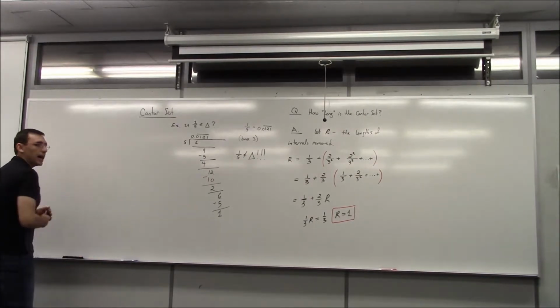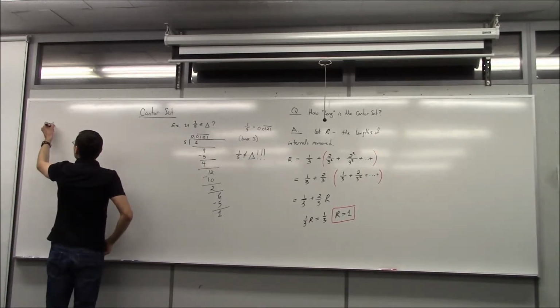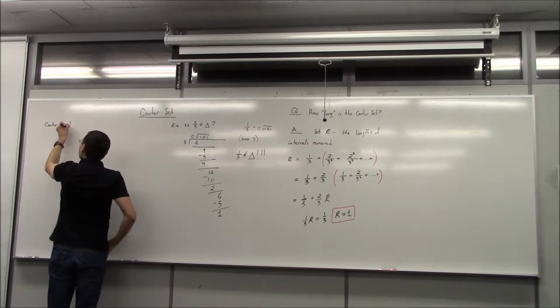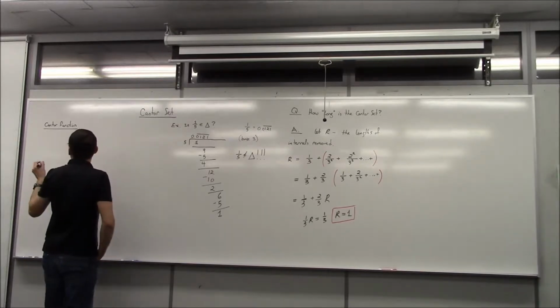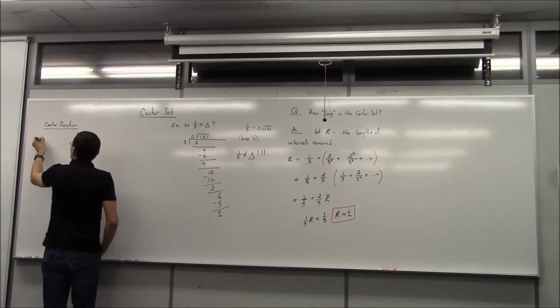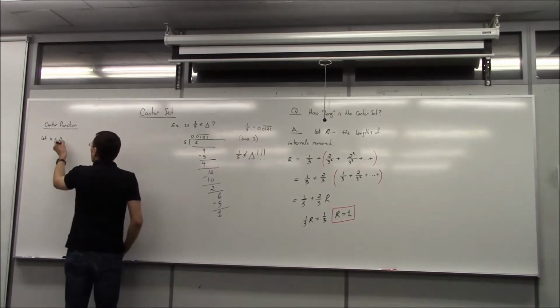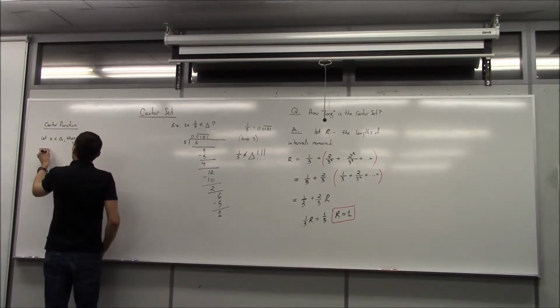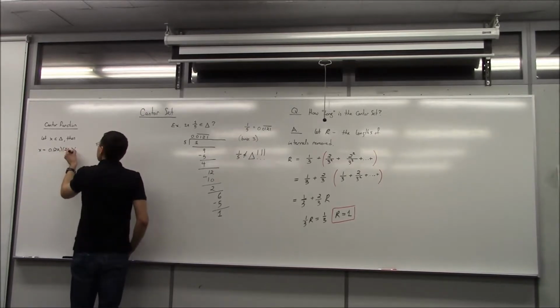So now we talk about the Cantor function. The Cantor function is going to do the following. Let x be a member of delta. Then x equals 0.2a1 2a2 2a3, etc.